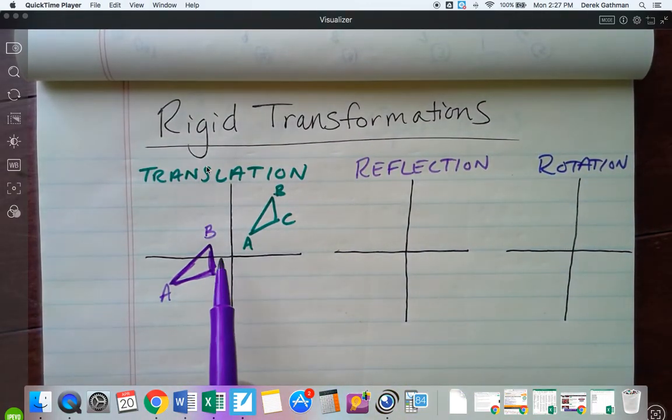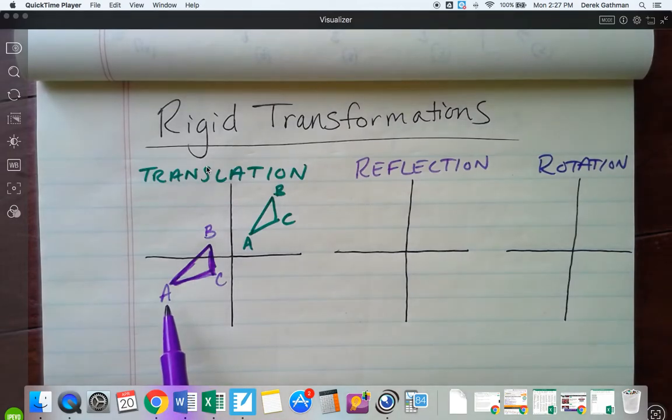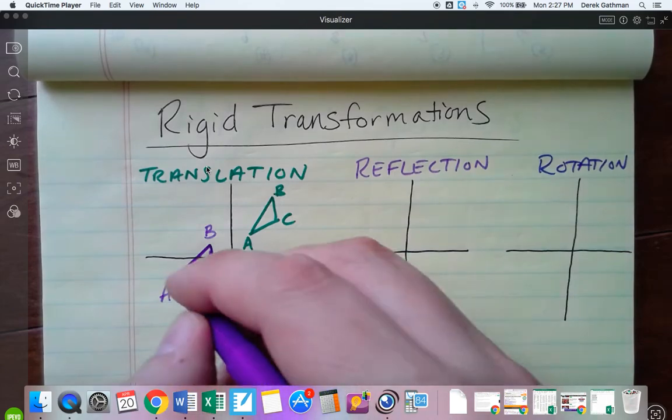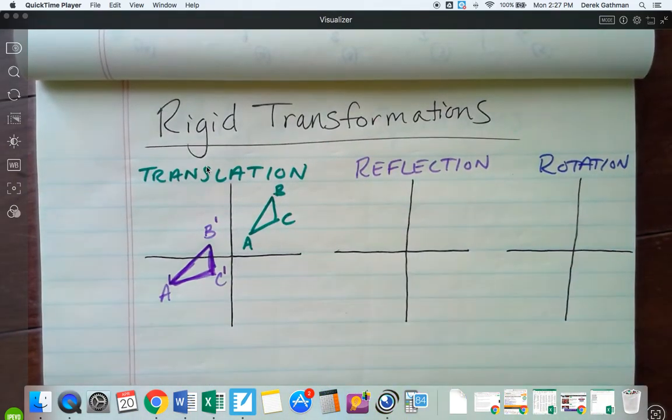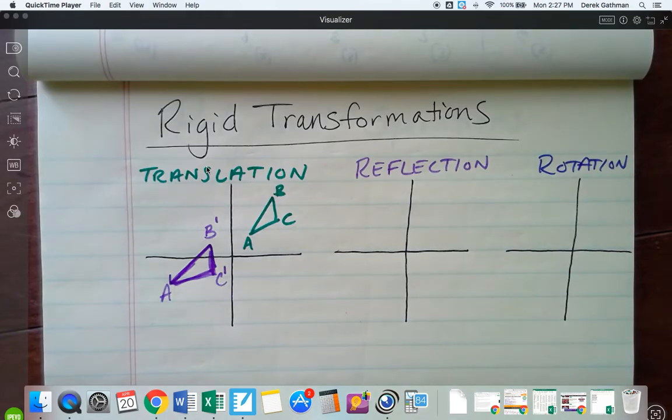The only difference that we're going to do here is we're going to have a different name for the new shape. So rather than being triangle ABC, we're going to use A prime, B prime, and C prime. So those are like our image. That's the new image after our translation. Okay. We'll look at the notation of that here in a little bit.